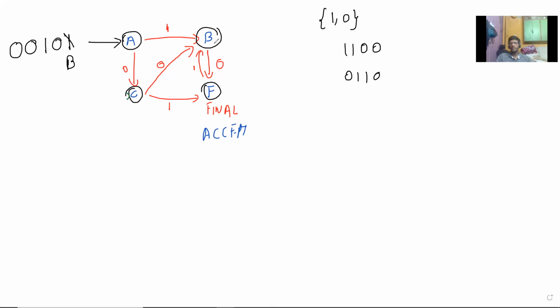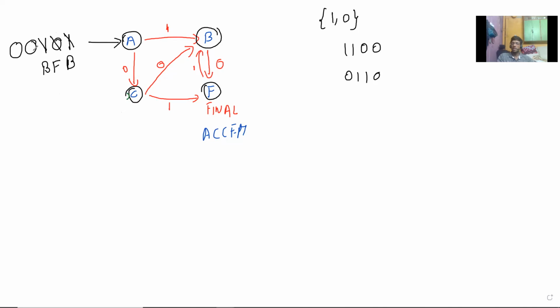So then at B, it has to read 0, right? So it goes to F, right? Okay. Then it reads a 1. So it again goes to B. You can see from F, when you read a 1, you go to B. That's the rule.